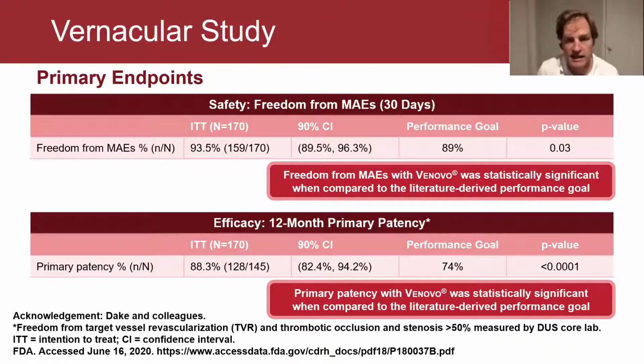Again, the Vernacular Study met its primary performance goal with patency rates of 89%, which is again very similar to the ABRE study, and again met its primary safety endpoint as well. The difference here again is if we're looking at the overall primary patency of Vernacular of 88%, we do need to compare the distribution of the two groups in this compared to ABRE.